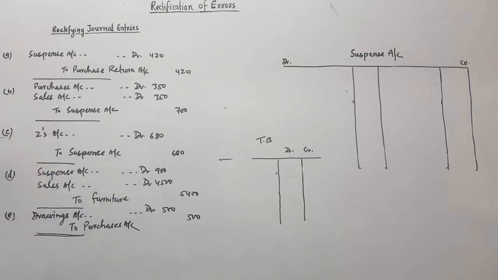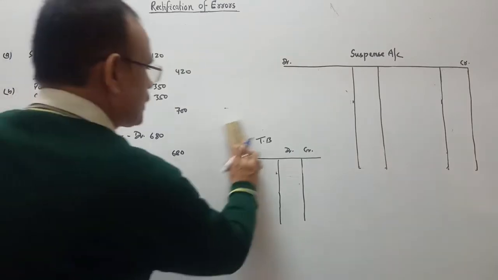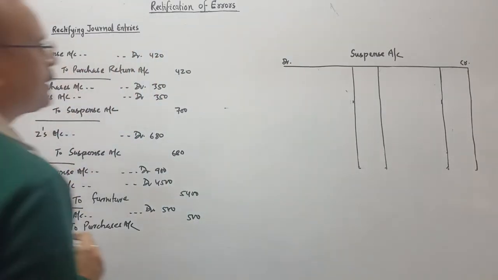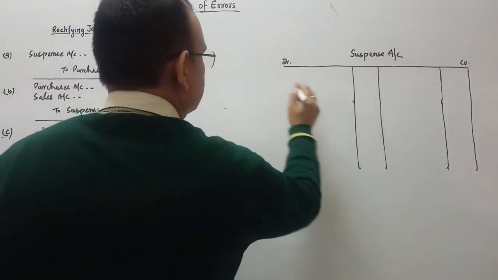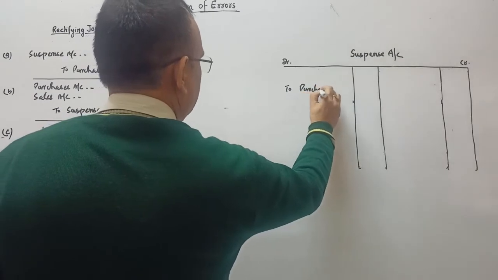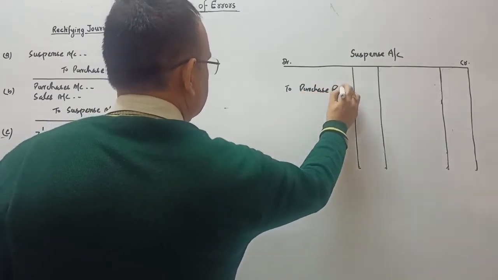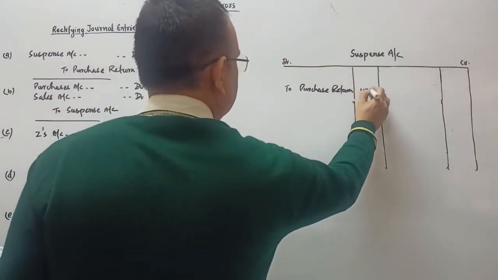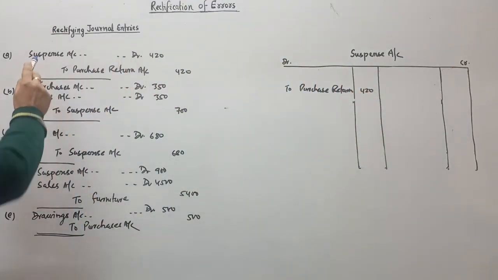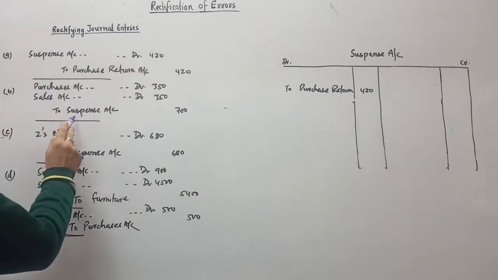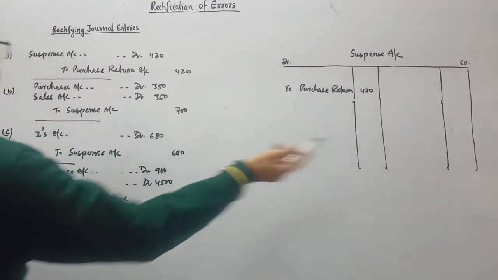Rectification is here. So now prepare the suspense account from these transactions. Suspense account is on debit, so on the debit side you write to purchase return, 420. Suspense is on debit, so posting will be on the debit side. Here the suspense is in credit, so posting will be on the credit side.